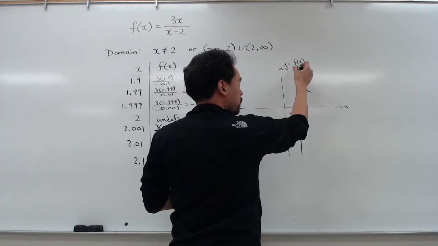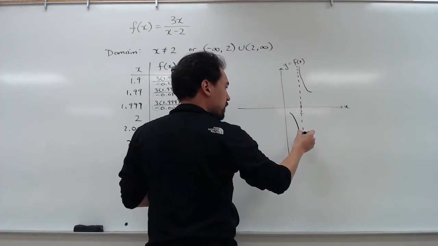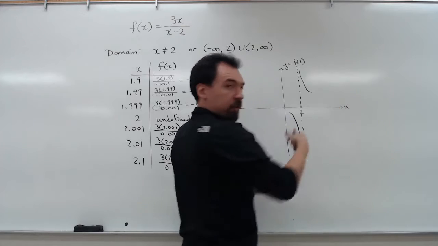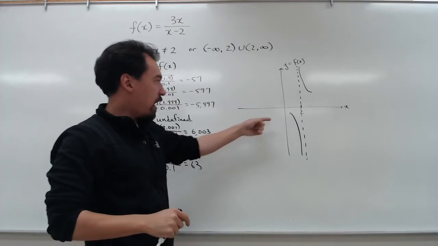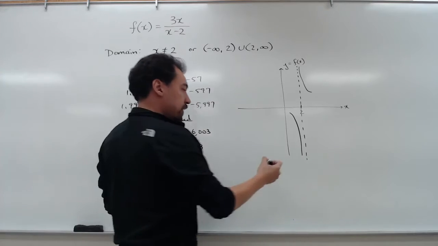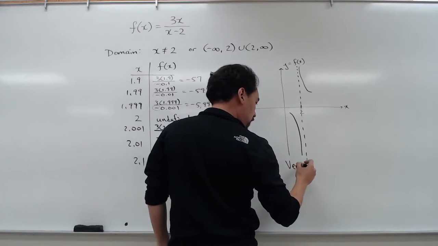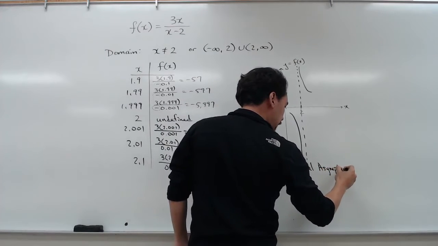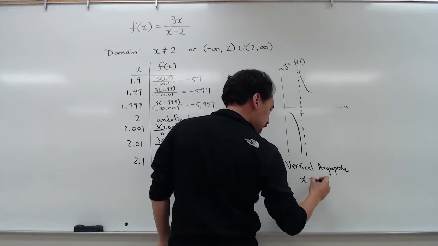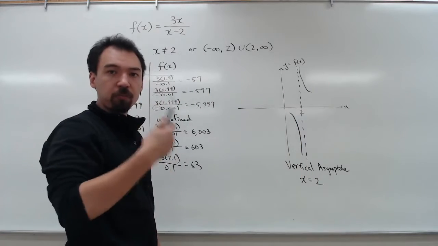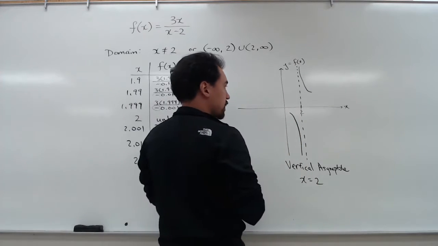Now if I were to draw a vertical dashed line right through here, we would find that the graph gets closer and closer to this vertical line as you approach x equals 2. This behavior we call a vertical asymptote. We say the equation x equals 2 characterizes this vertical line that we approach, but we're not going to touch it.